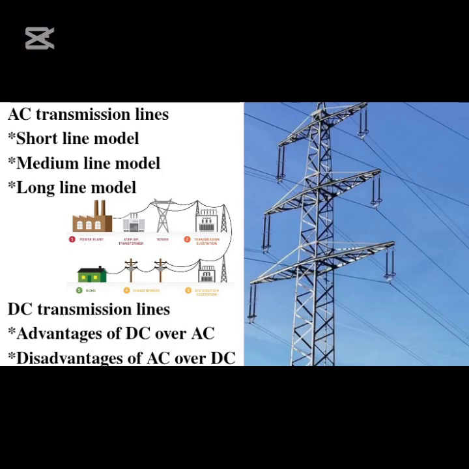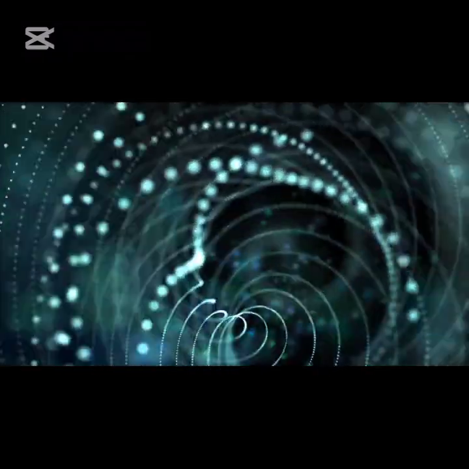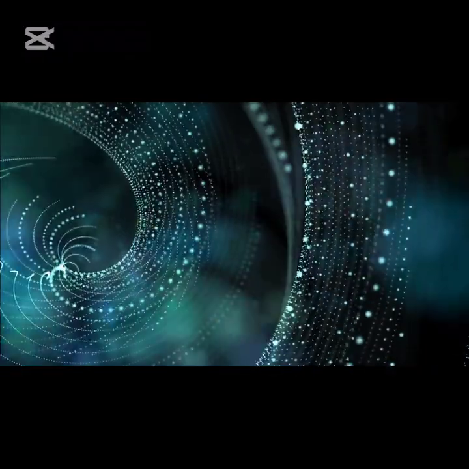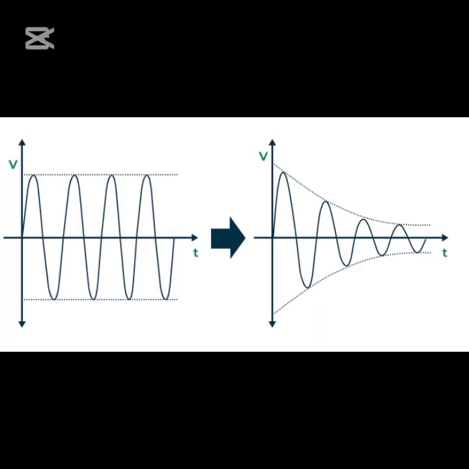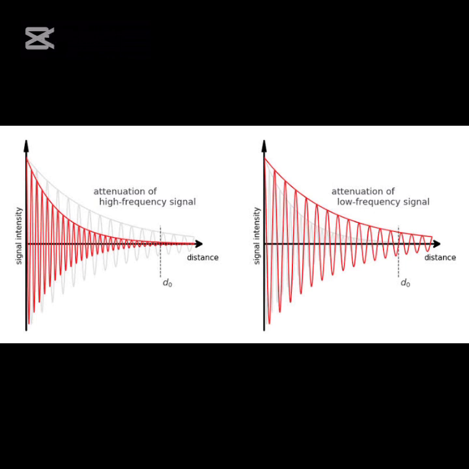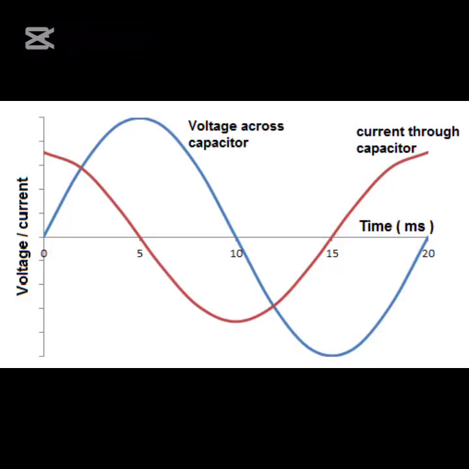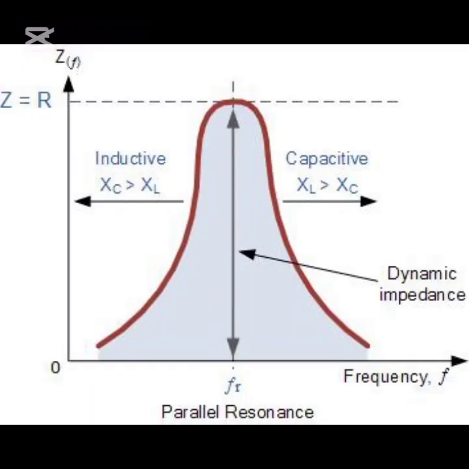Now that we've covered capacitance, let's explore its impact on transmission lines. There are several key effects of capacitance on transmission lines to consider. 1. Signal attenuation. Capacitance causes signal attenuation, especially at high frequencies. 2. Phase shift. Capacitance introduces a phase shift between the voltage and current waveforms. 3. Resonance. Capacitance can cause resonance in the transmission line, leading to voltage and current amplification.